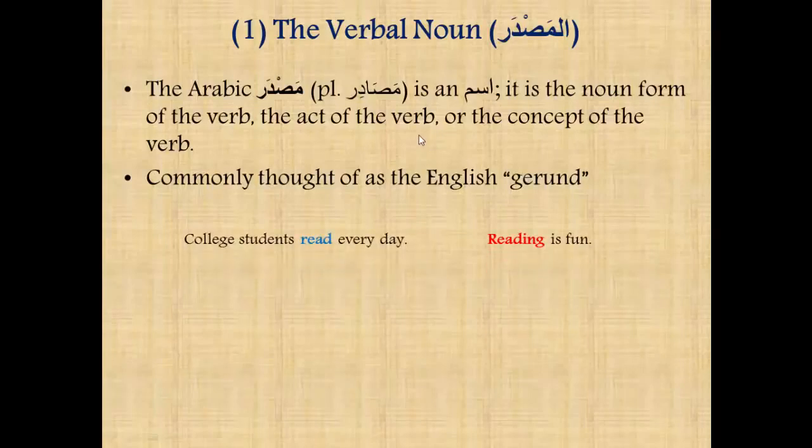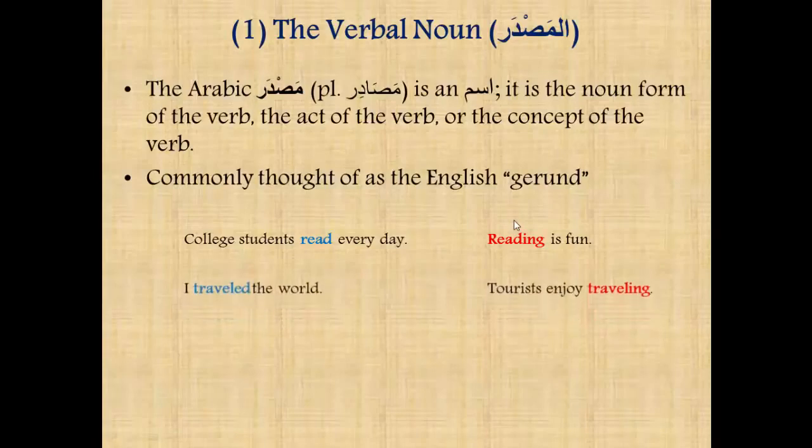Here are two sentences in English. Number 1, college students read every day. The word read, highlighted in blue, is a verb. It describes an action. But then we have sentence number 2, reading is fun. So the word reading, highlighted in red, is a gerund. Its function is the subject of the sentence, and it's treated like a noun.